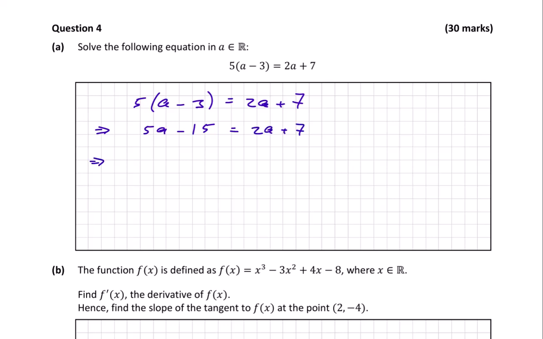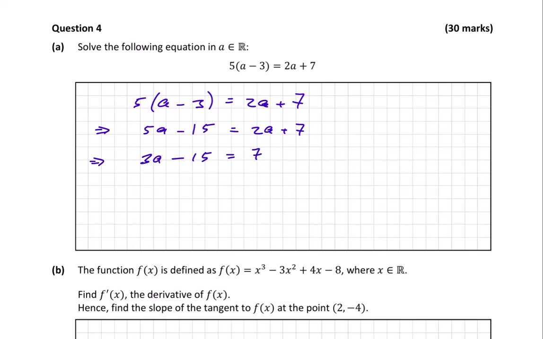So let's take this 2a on the right-hand side, and subtract 2a from both sides to get rid of it. If I subtract 2a from 5a, I'll get 3a on the left-hand side, minus 15. If I subtract 2a from 2a, I'll get 0.